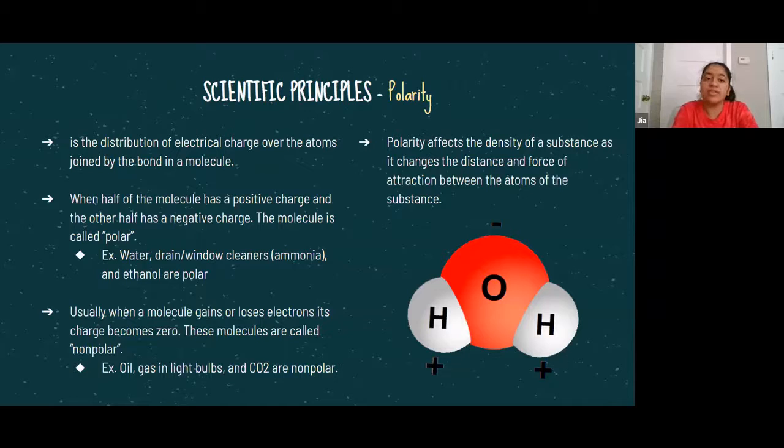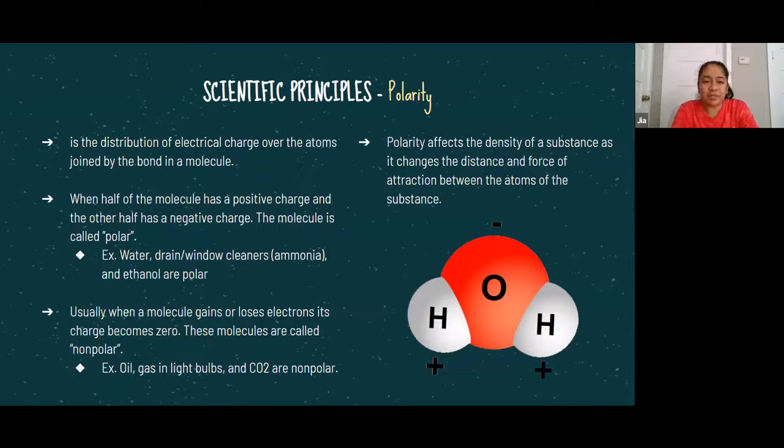However, if there is an unequal number of positive or negatively charged atoms coming together, then a difference in charge, an imbalance in charge is created in the molecule. Such molecules are called polar molecules. Examples are water, ethanol, and ammonia, which can be found in drain cleaners or window cleaners.